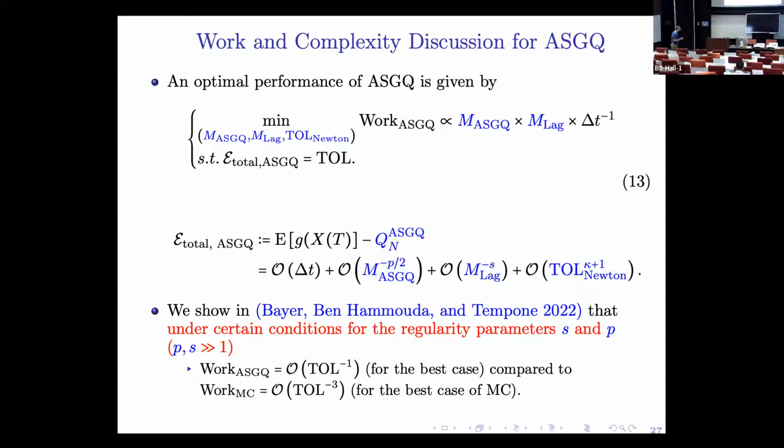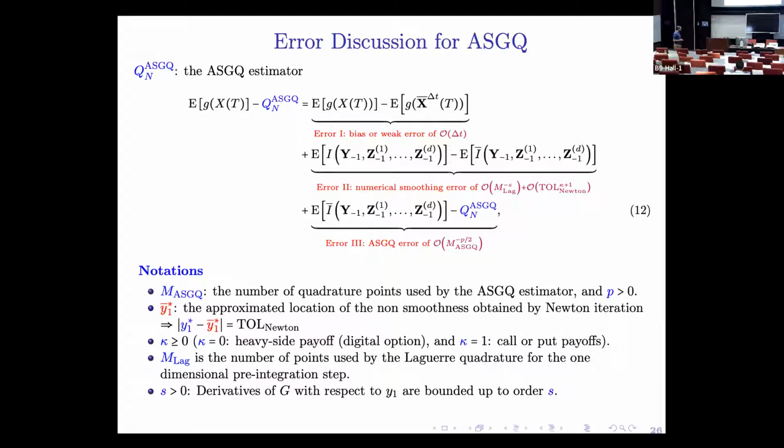And what we have shown is that in the best scenario, where P and S are very large compared to 1 — let me remind you what S and P are. S is related to the order of derivatives of G with respect to Y1 that are bounded. And P is related to the mixed differences of the integrand that we end up with. This can be connected to the smoothness theorem that I showed before. Since we end up with a C infinity function, you expect P to be large.